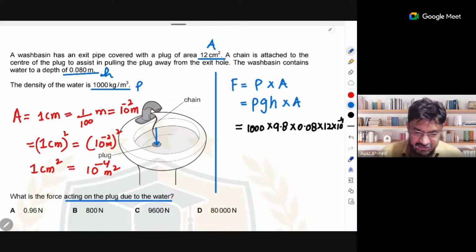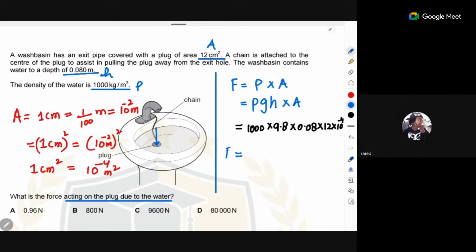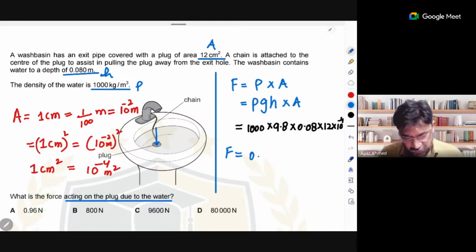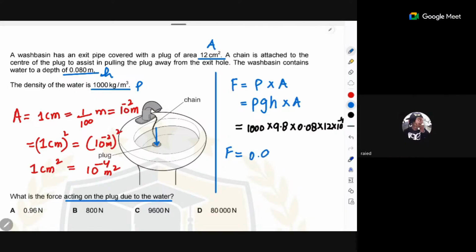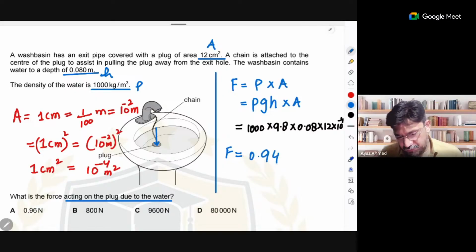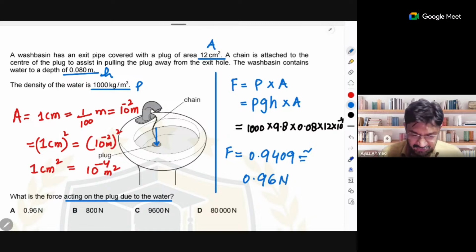Calculations, please. So 0.9408. Yes, 0.9409, which is almost closer to 0.96 Newton, because the rest are not closer to that. That is why this is the force. Okay, is it clear to everyone?